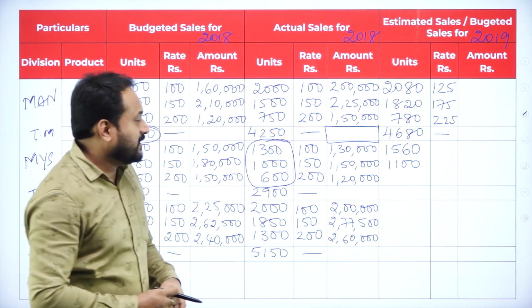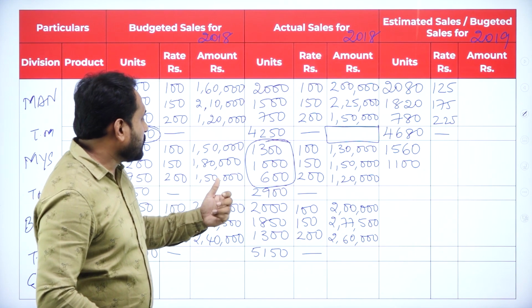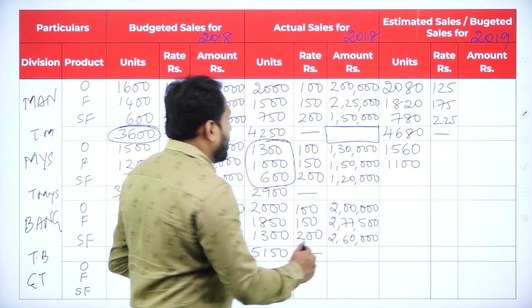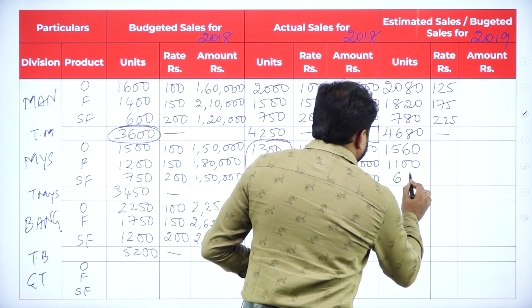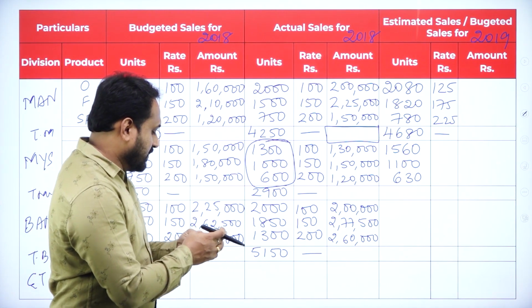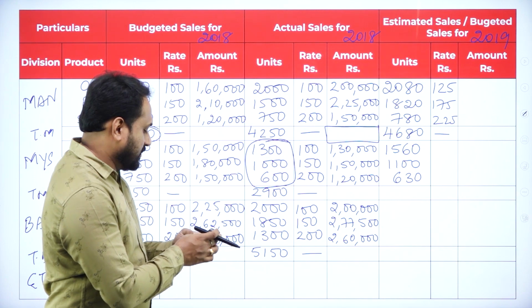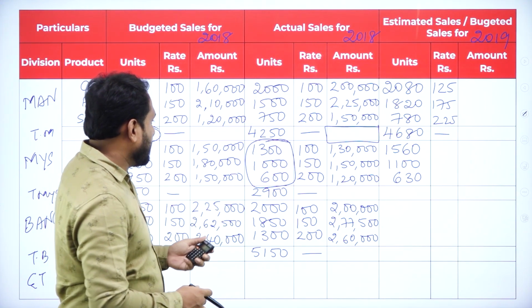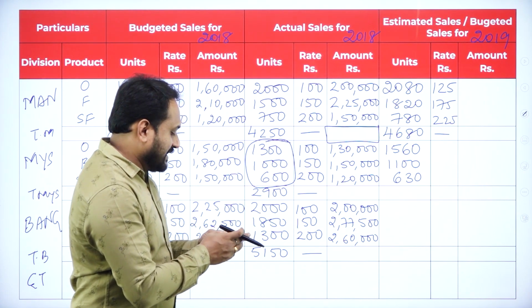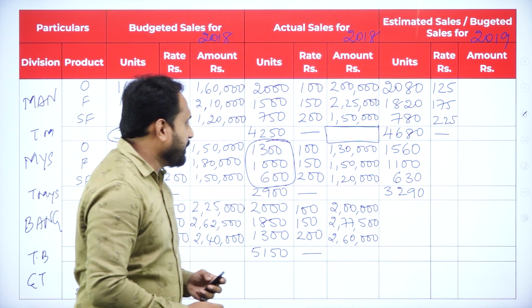Now we have 600. 6 5s is 30, so 30 rupees. So it is 630 will be our next one. Please calculate the same here. Now 600 into 5% is 30 plus 600, 630. We have got the same. Let's calculate 1,560 plus 1,100 plus 630, which is what you will actually get.